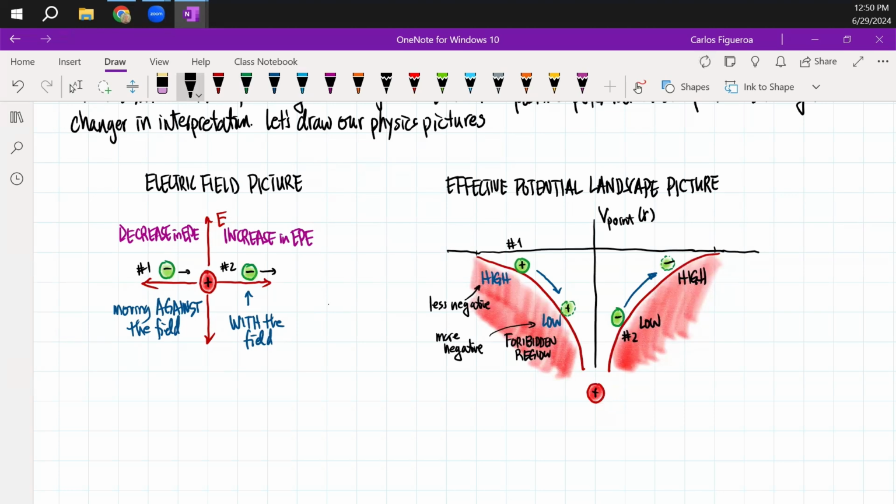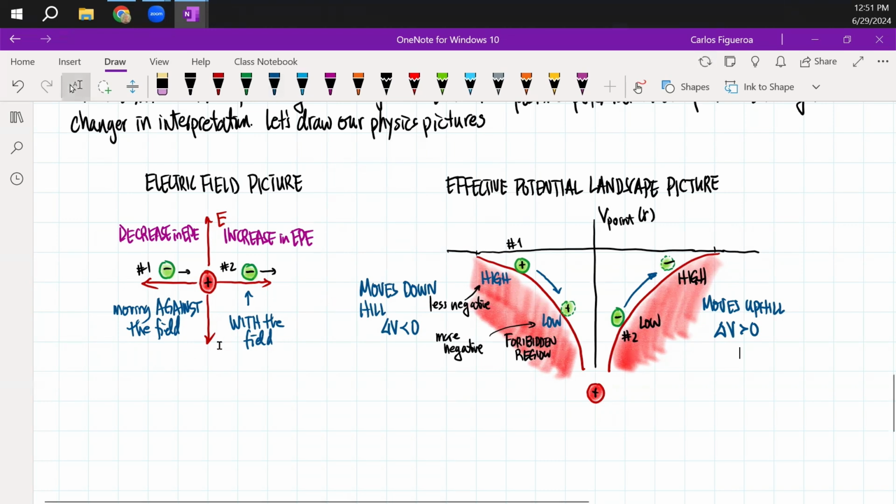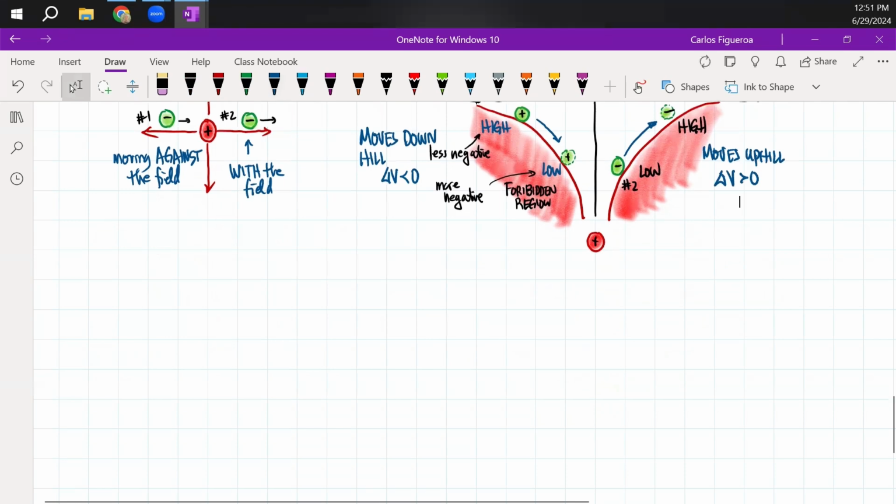So now, here's what we're saying. As it moves downhill, we now have a potential that has decreased. If it moves uphill, we now see that the potential has increased. So that is a better picture than the other one here.